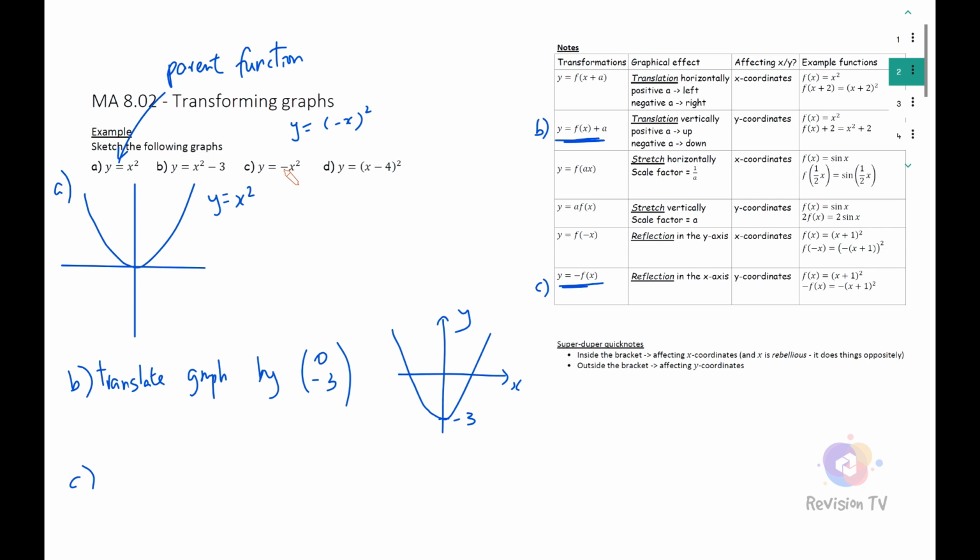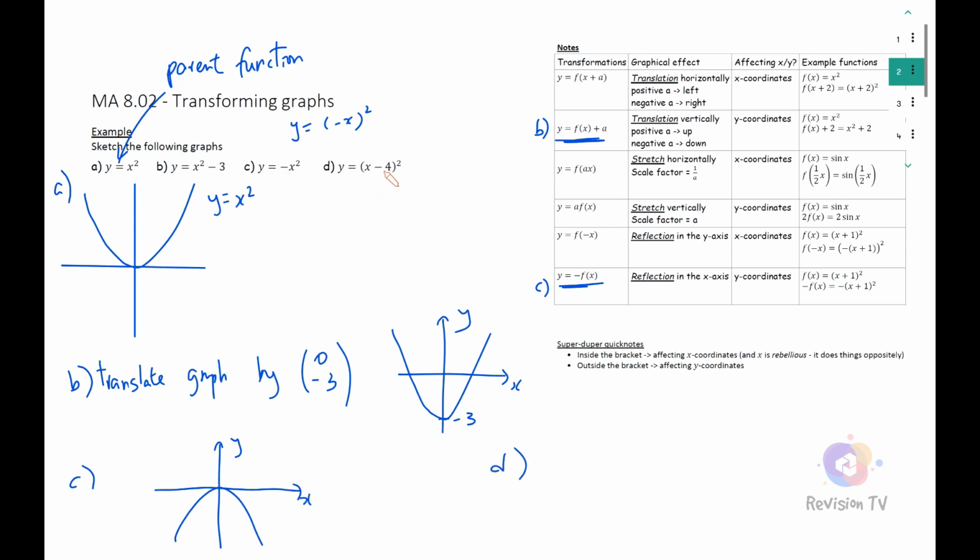So reflection in the x-axis. So we're going to do reflection in the x-axis. Reflection in the x-axis means this x-axis, so reflecting it like that. We're reflecting the original. Okay. Part D, x minus 4 squared.